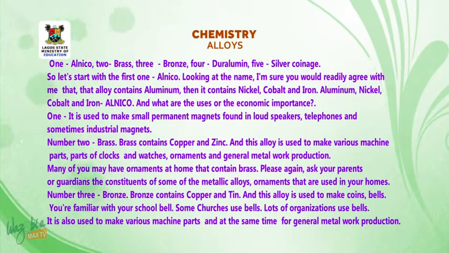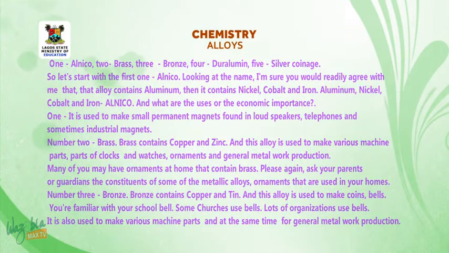Number three, bronze. Bronze contains copper and tin, and this alloy is used to make coins, bells. You are familiar with your school bell. Some churches use bells. Lots of organizations use bells. It's also used to make various machine parts and at the same time for general metal work production.